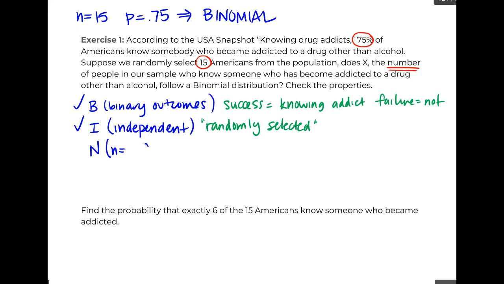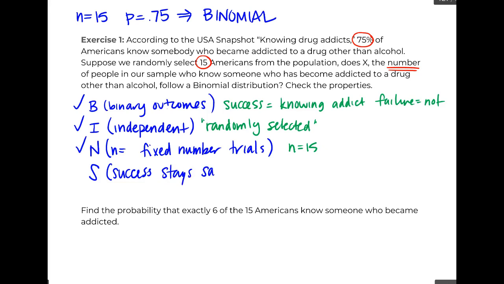N is for our fixed number of trials. So in this case, we already figured that out. We saw that our N was 15. That was our sample size. Each person's an observation, and we don't really know what's going to happen with them, whether they know or don't know someone. And last is our S, for success stays the same. So something to show that our probability is going to be the same for each one. And since we have a probability of 75%, there's no reason to assume that this is going to change for each person, especially if we're just randomly selecting. So we're good there. We have our P and our Q.